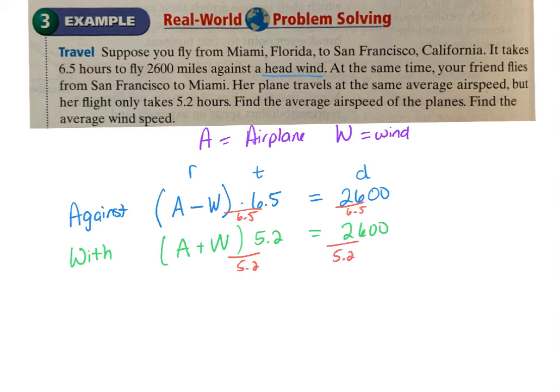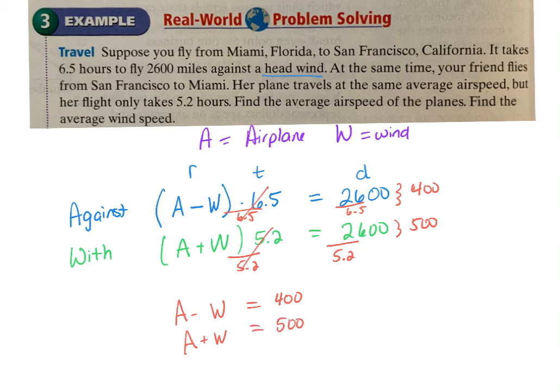So on the left-hand side, if I divide by 6.5, I just have A minus W. And on the bottom one, I have A plus W. We're not going to go through dividing by decimals, you know that, but it's 400 here, 500 here. So if I divide 2,600 by 6.5, I get 400. I divide 2,600 by 5.2, I get 500.